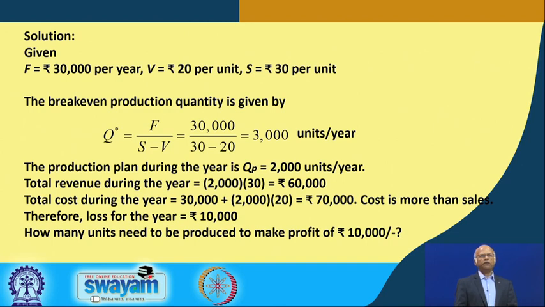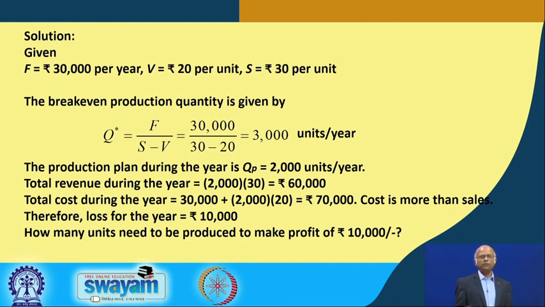So, break-even point is fixed cost divided by contribution margin. So, it is 3000 units per year. That means, if you produce 3000 units per year, you do not make profit, but you just cross the loss making zone and you are just ready to make profit if you produce and sell more. Now, if the question is whether you make profit or loss if you produce 2000 units, the obvious answer is that you are incurring loss because you are producing and selling less than 3000 units.